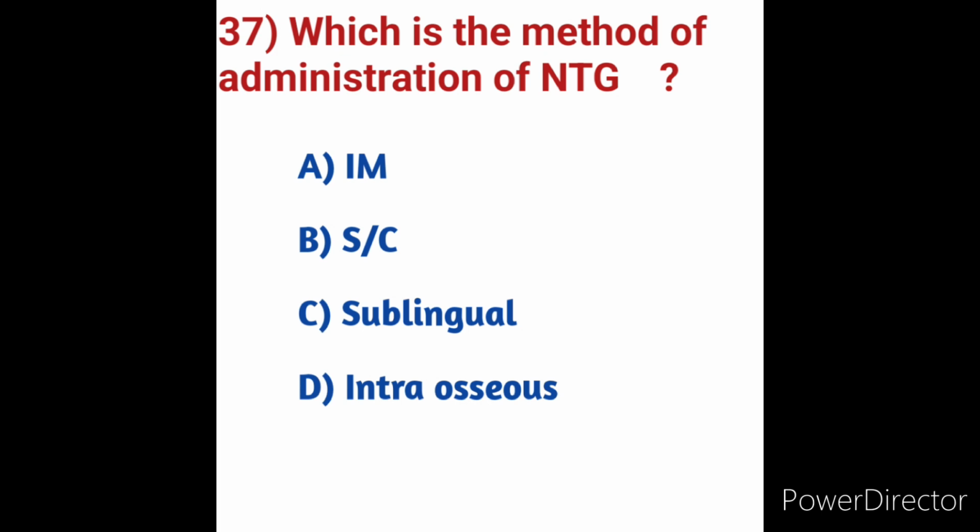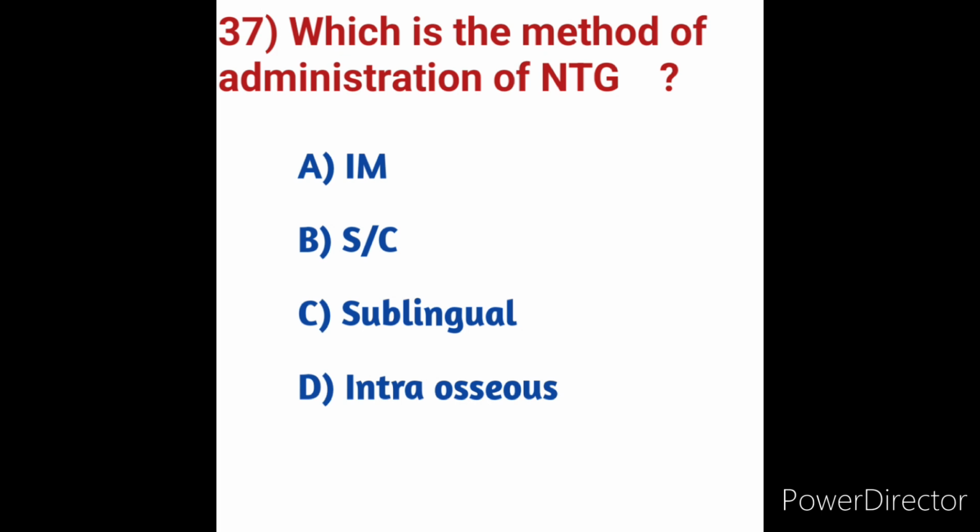Option B, subcutaneous. Option C, sublingual. Option D, intraosseous. Nitroglycerin we can administer intravenously, means IV route of administration, for nitroglycerin used most commonly in emergency situations and also in the intensive care units, ICUs, cardiac ICUs.